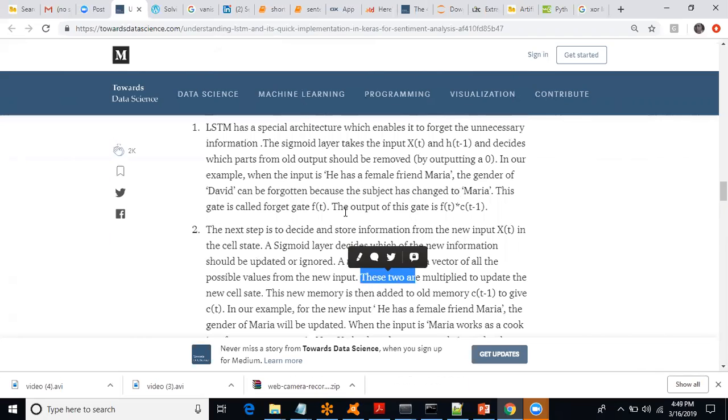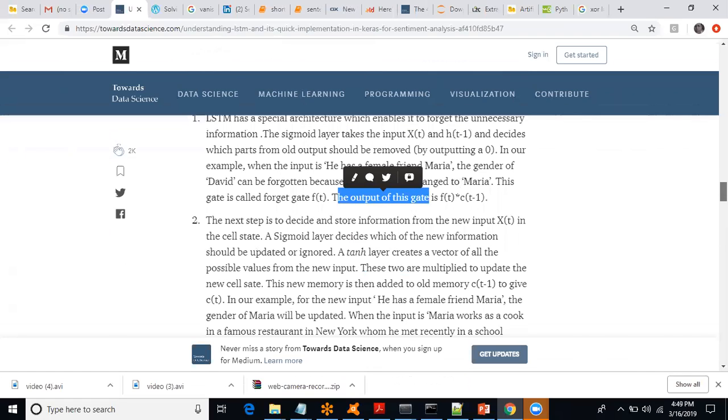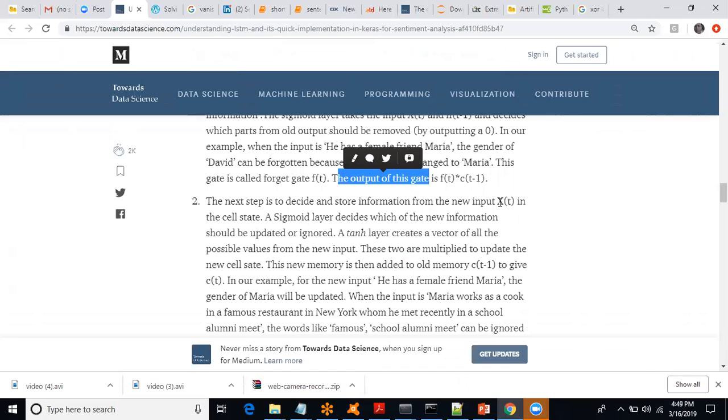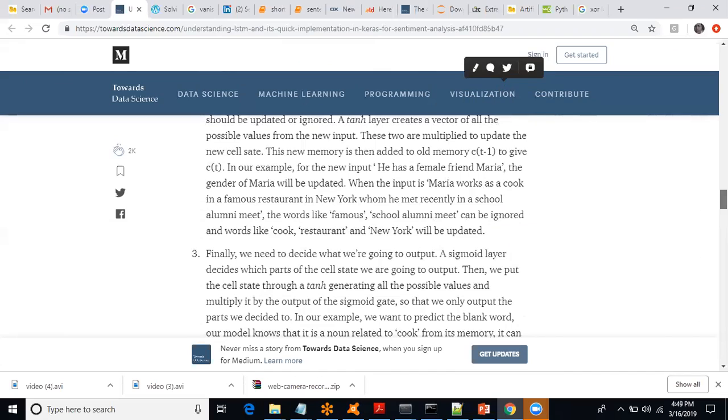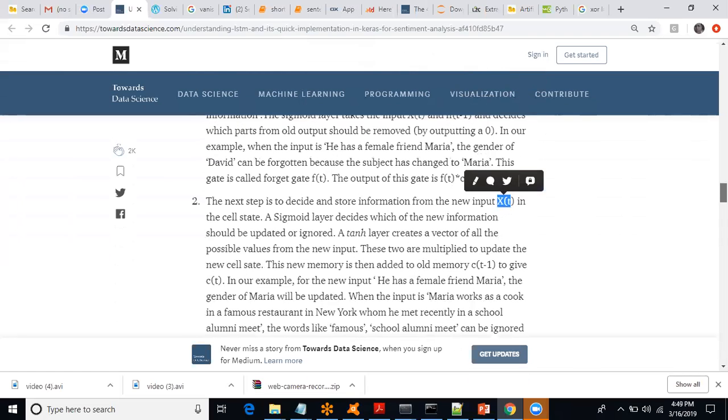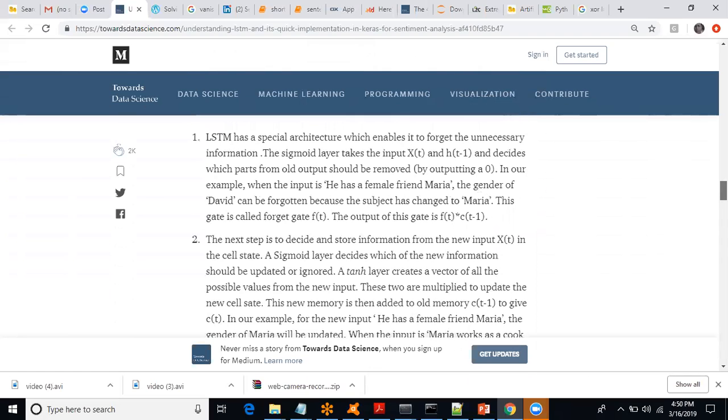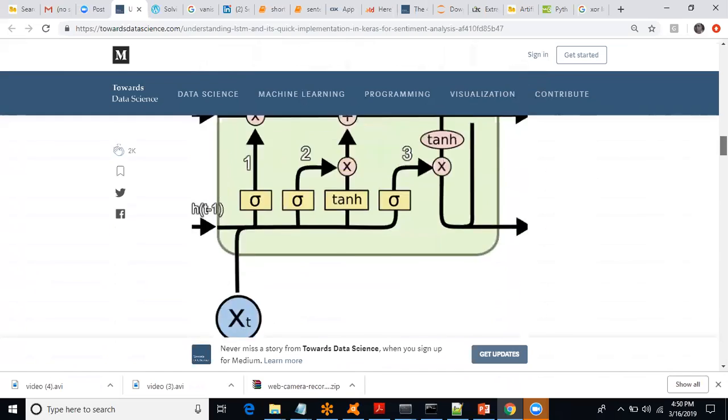So one is this output, and we multiply it by the x of t information, all the new information. Then we get the next information that needs to be passed. We multiply the output of f of t with c of t minus 1, and that is multiplied again with x of t. Then that value is again added, and this will be your output h of t.